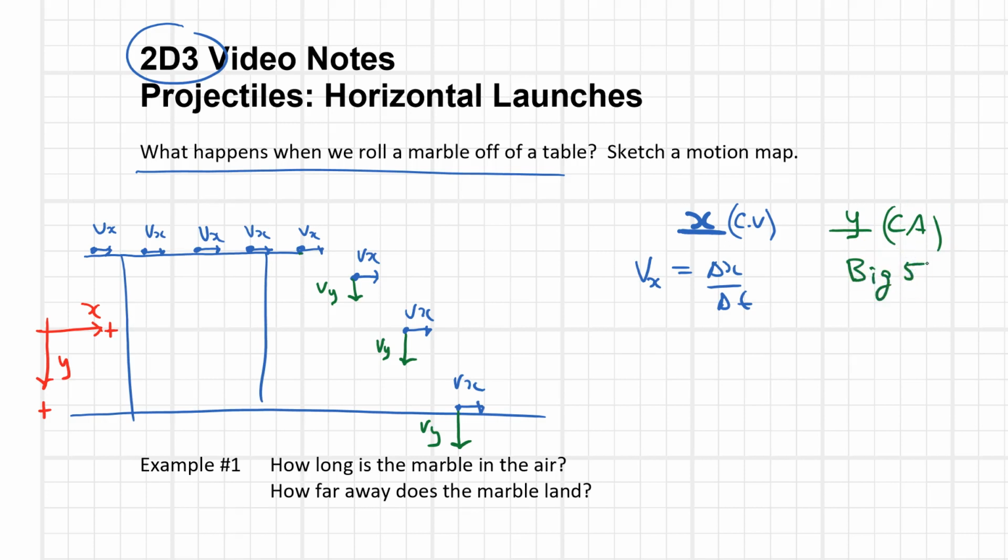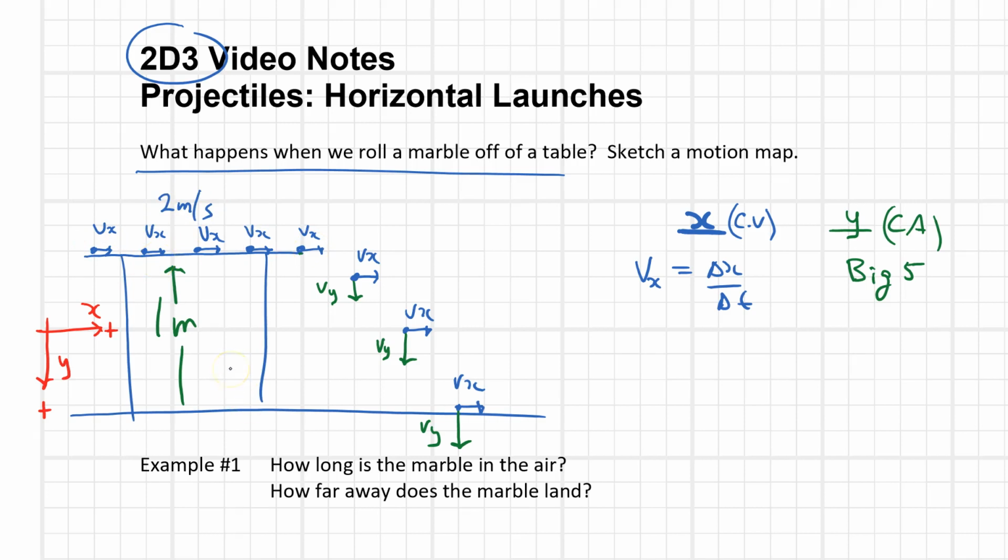Alright, so in our question it says, how long is the marble in the air and how far away does the marble land? Well, I guess I need to make up some questions here. So how about I'm going to say that this marble, the table, is 1 meter up. And how fast is it going? Let's say to begin with, it's going at 2 meters per second. So if someone's rolling the marble off of the table, it's going at 2 meters per second.